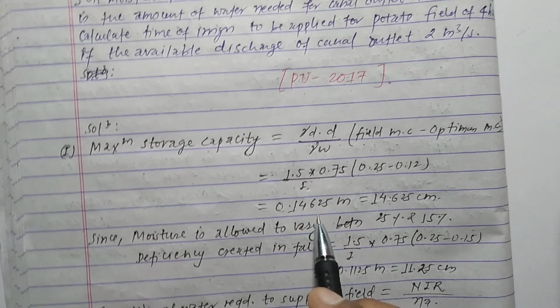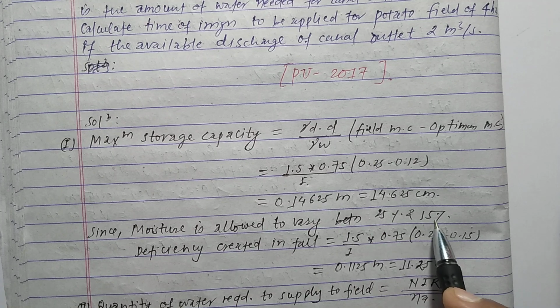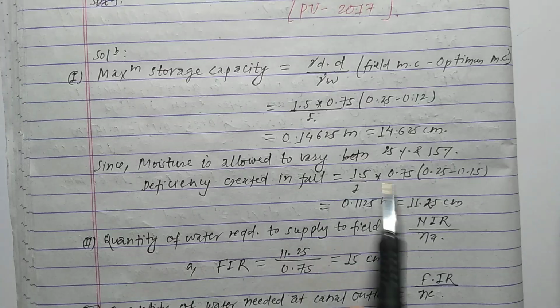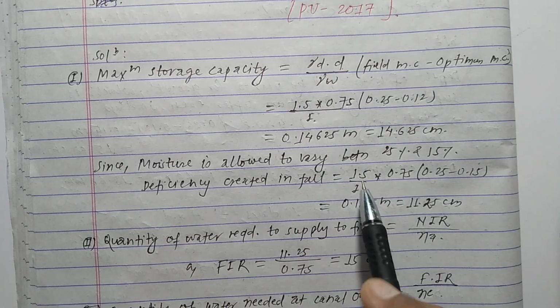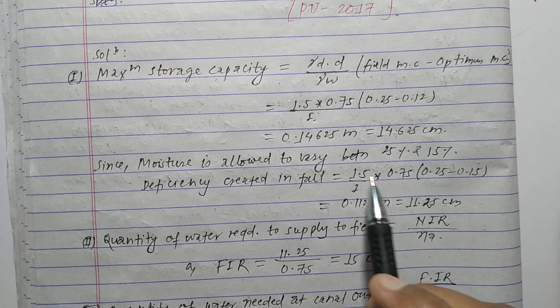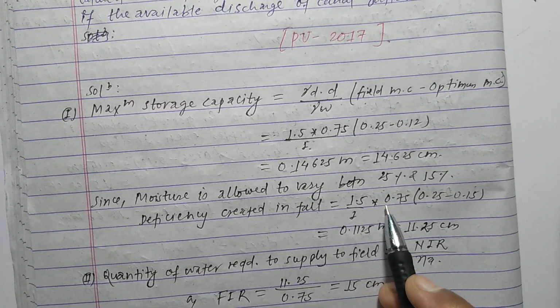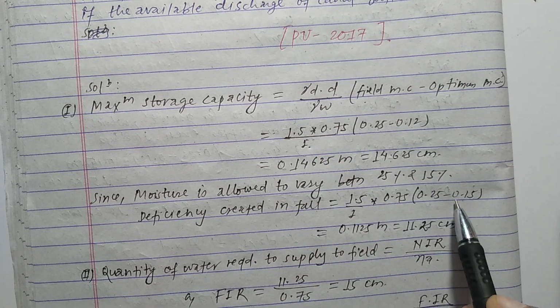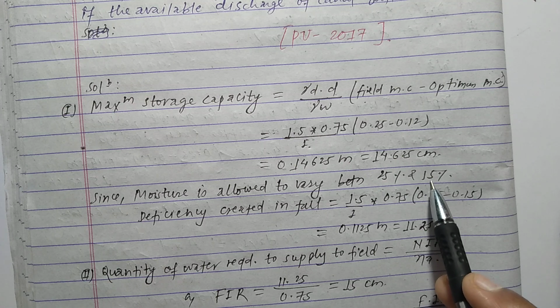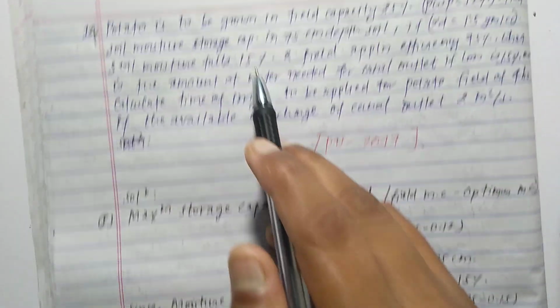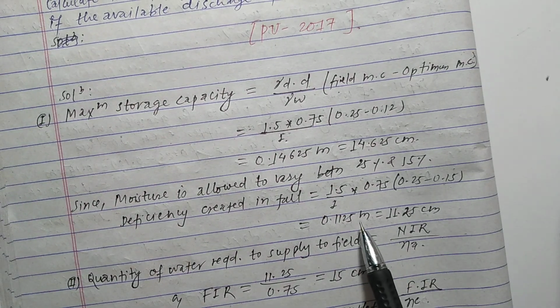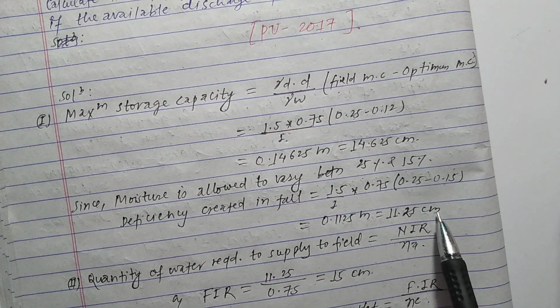Since moisture is allowed to vary between 25 and 15%, you can see here 15% and 25%, then the deficiency created in fall, and this deficiency equals 1.5 into 0.75, this is the formula, into 0.25 minus 0.15. We have to use this percentage, 50%, that is, soil moisture falls in 50%, so we have to use this value. So 0.15. Then the deficiency created in fall equals 11.25 cm.